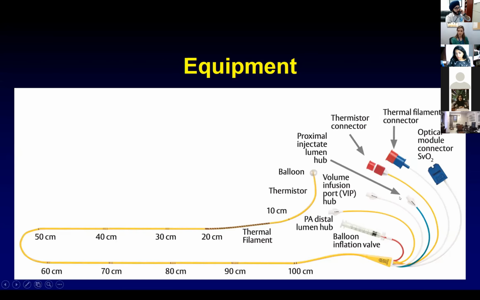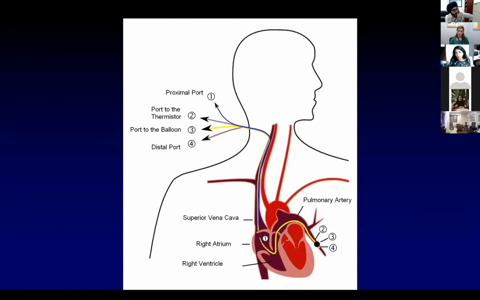Then, as you can see, the swan has multiple lumens, and each of these lumens eventually can be connected to a port. So the blue one is generally the CVP port. The yellow one is generally the PA port. Some swans might have a port in the right ventricle as well. And then there's two ports to connect to the thermodilution thermistor connector. And then in some type of swans, there can be an optical module to connect for measuring the mixed venous oxygen as well.